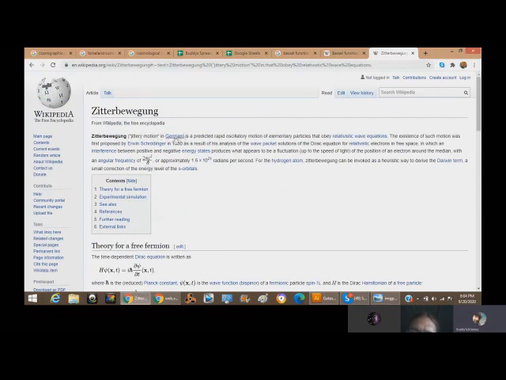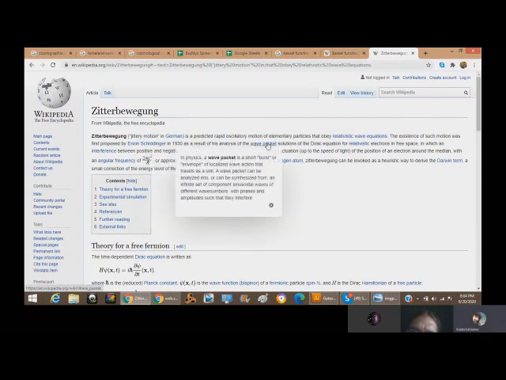Zitterbewegung, jittery motion in German, is a predicted rapid oscillatory motion of elementary particles that obey relativistic wave equations. The existence of such motion was first proposed by Erwin Schrodinger in 1930 as a result of his analysis of the wave packet solutions of the Dirac wave equation.